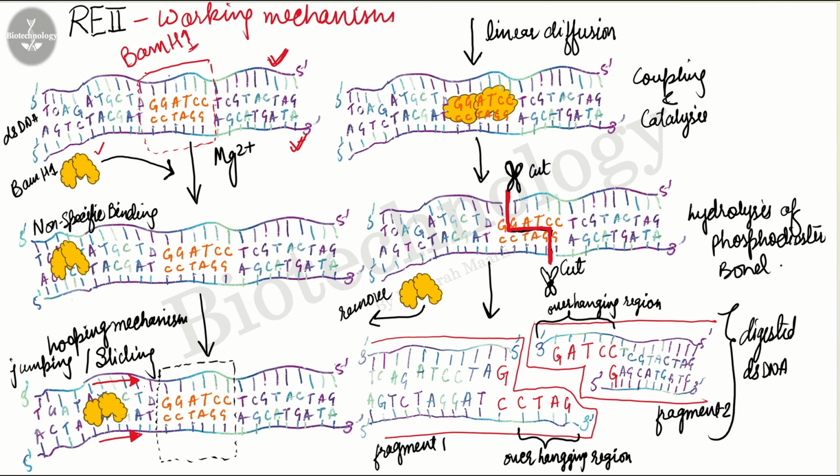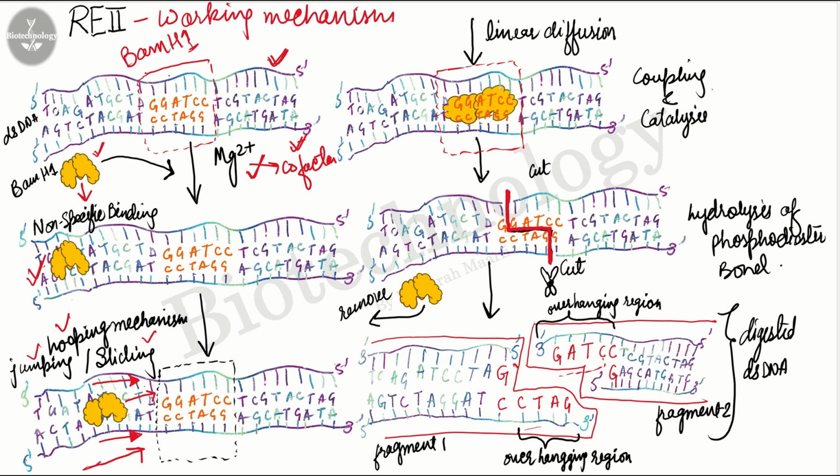When the enzyme BamHI comes in close proximity to the double-stranded DNA, in the presence of Mg2+ as a cofactor, BamHI binds non-specifically on the double-stranded DNA. Non-specifically means it attaches anywhere, away from the site of restriction digestion, or the site where it should actually make a cut. After binding, it follows a hopping, jumping or sliding mechanism and makes a linear diffusion in the direction of the site.